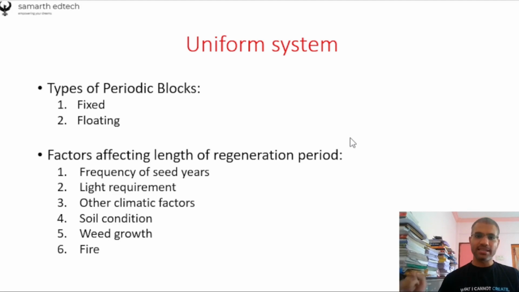Okay, so let's understand the types of periodic block. See, there are 2 different types of periodic block. One is your fixed, another one is your floating. In the case of fixed periodic block, the area of the periodic block remains fixed for each working plan. Whereas in the case of floating, the area keeps on changing.